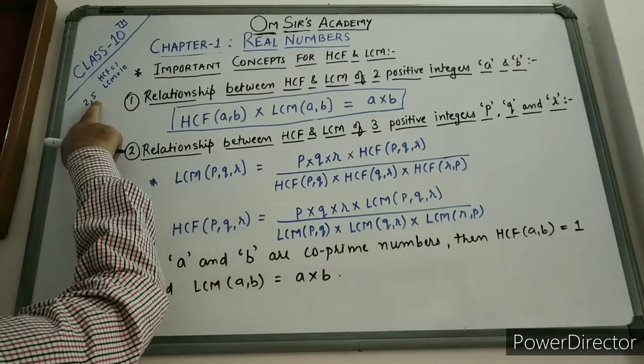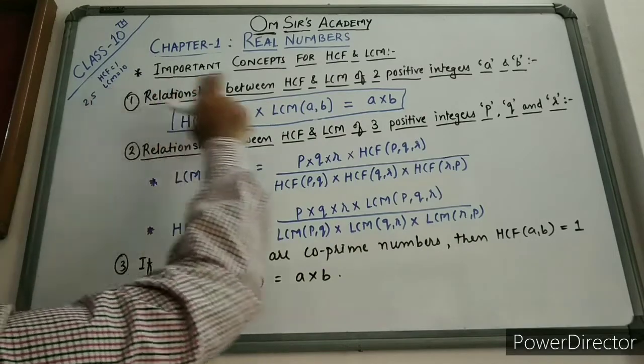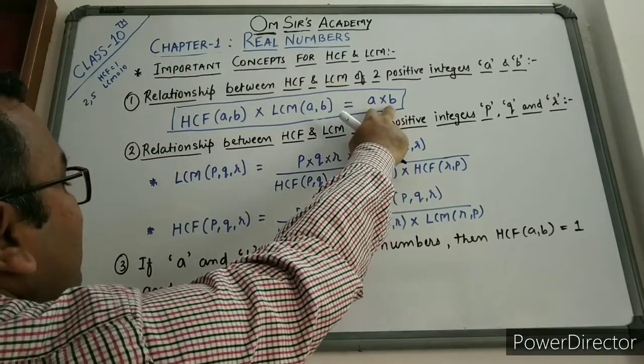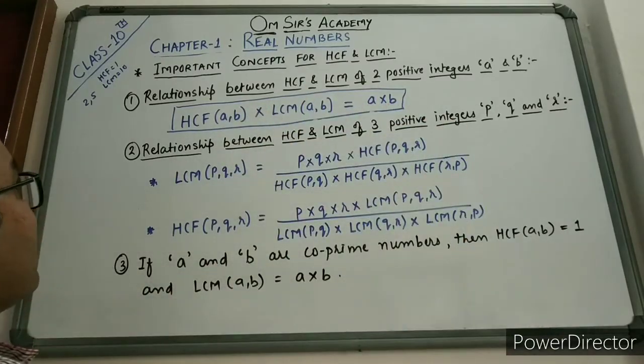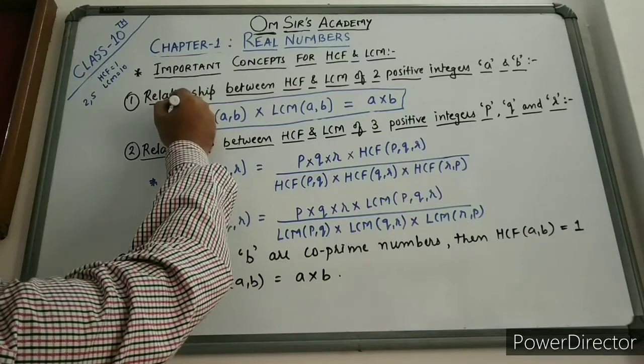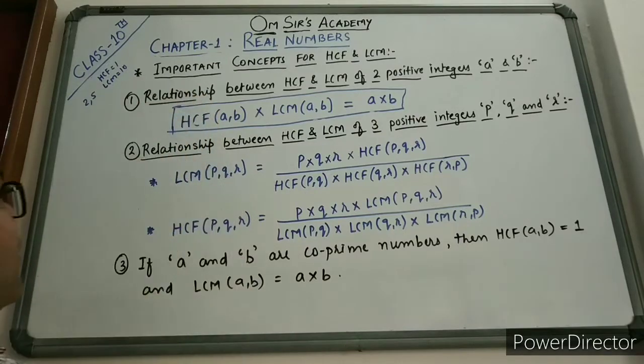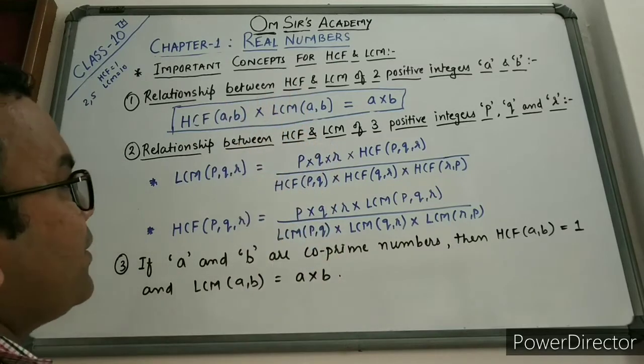If you multiply these two numbers, 2 and 5, 2 into 5 will be what? 10. So in this case, LHS will be equal to RHS. This concept is utilized in many sums, friends. So remember this concept. This is for the two positive integers a and b.